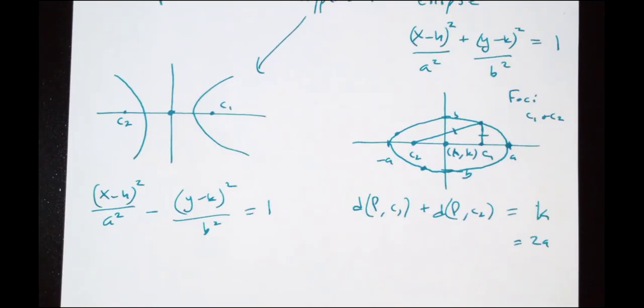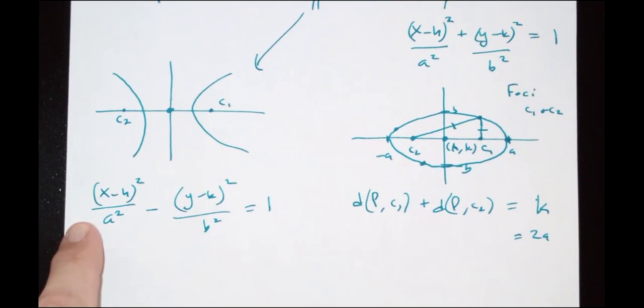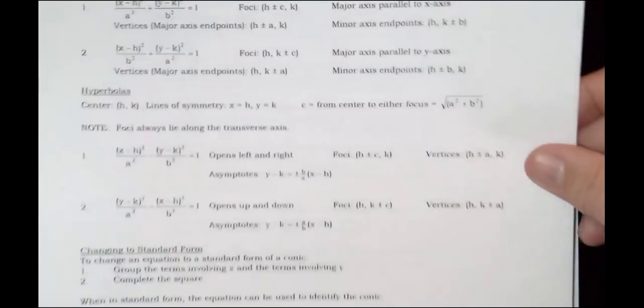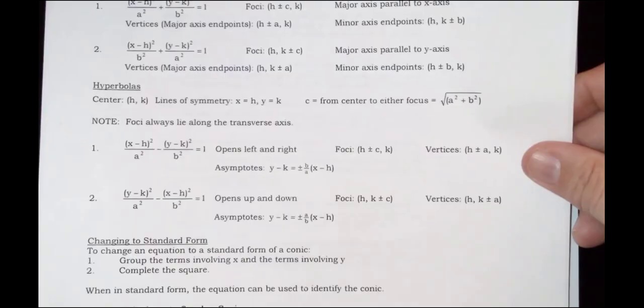By the way, whichever of these two is positive, that's the direction it goes. So I wrote x squared minus y squared. That's why this one goes from left to right. If I did y squared minus x squared, it would go up and down. Again, same set of formulas.